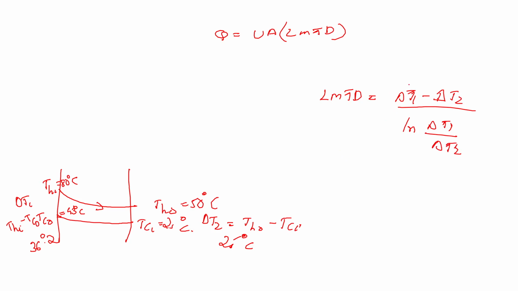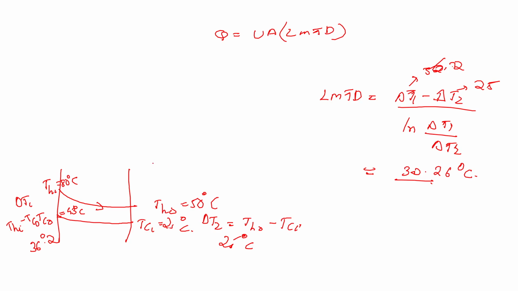So substitute these values. So here it will be 36.2, and this one will be 25, and substitute these values and find the LMTD value. So how much will be the LMTD value here in degrees Celsius? So your LMTD value, how you will get it? 30.26 degrees Celsius. So that will be the LMTD.